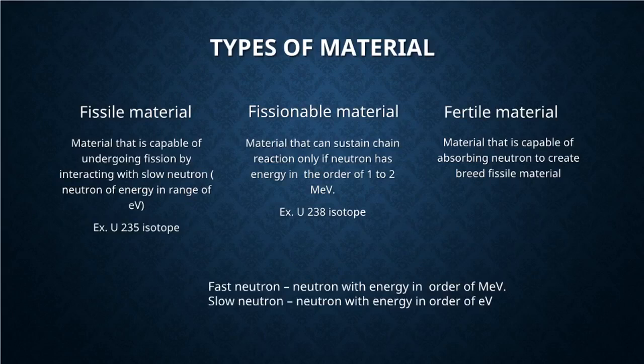Fissionable materials are those materials that can sustain the chain reaction only if colliding neutrons have energy in the order of a few mega electronvolt. An example of such a material is the 238 isotope of uranium. Lastly, a material is called fertile if it is capable of absorbing a neutron to breed fissile material. Just know that the process of converting non-fissionable material into fissionable material is called breeding.